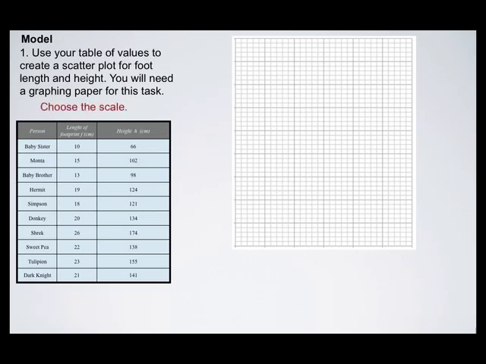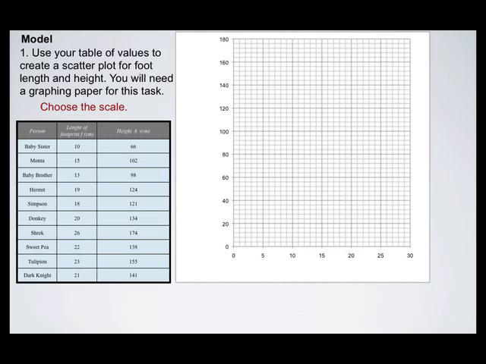Our first step is to choose the scale. We've gone ahead and chosen a scale that will allow us to fit all of our data on the graph and use up a significant amount of the paper. Our length of footprint has gone along the bottom axis, or the independent axis. Our height has gone along the vertical axis, or the dependent axis.